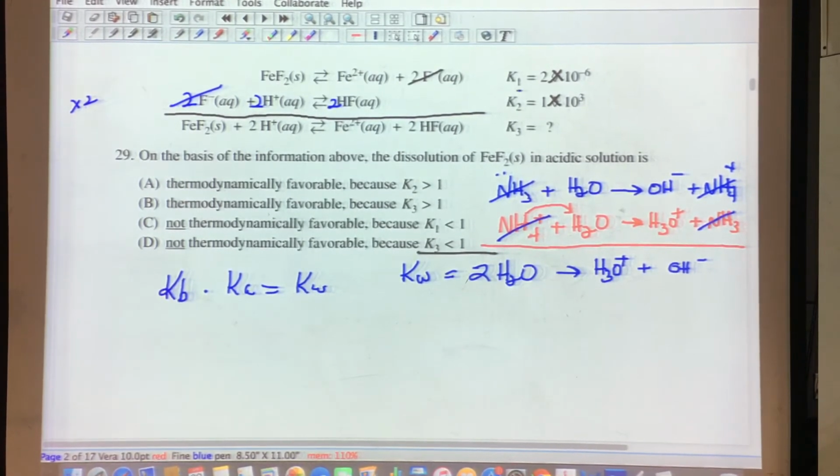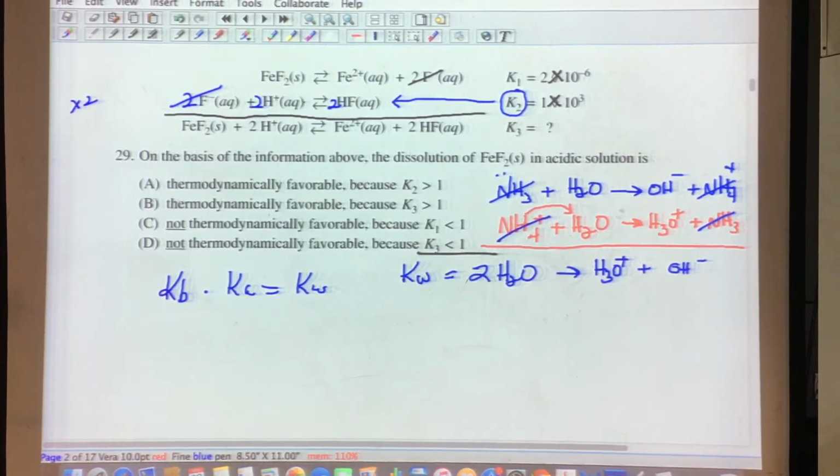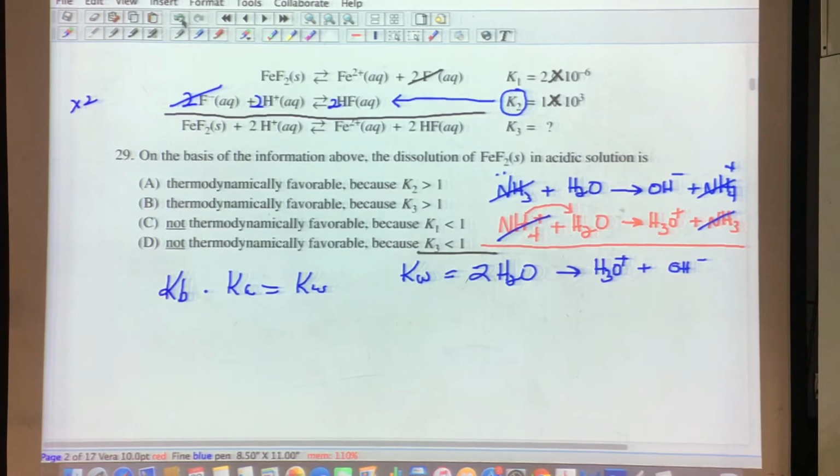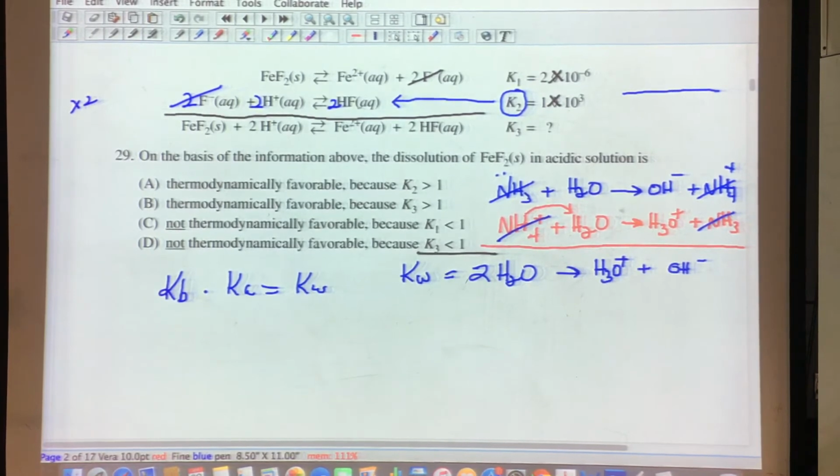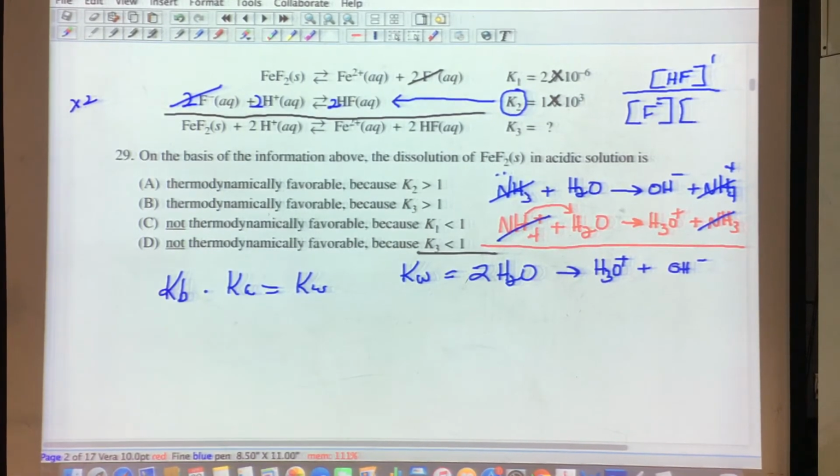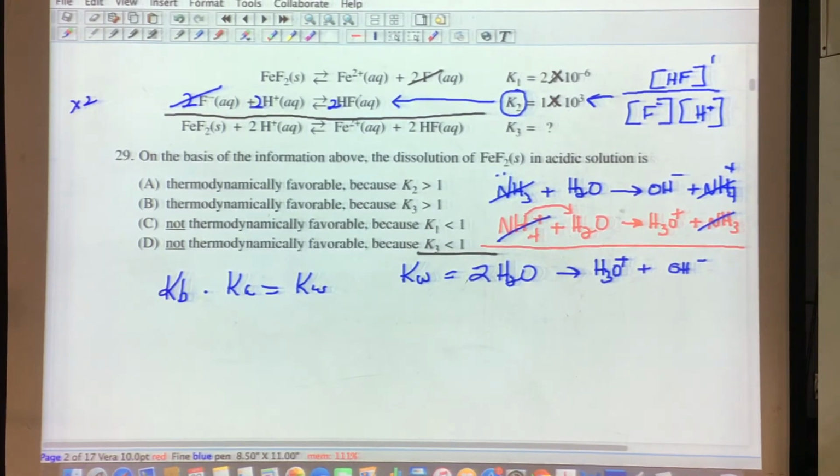So notice, this K2, the equilibrium constant, was based when these coefficients were 1. That's a big, big understanding right there. This equilibrium constant was 1 times 10 to the 3 when these guys were 1. Let's just, for fun, it is a lot of fun, write the equilibrium expression for this reaction. It's going to be the product, HF, to the first power, and it was F negative to the first power times H plus to the first power, and it equaled this number.